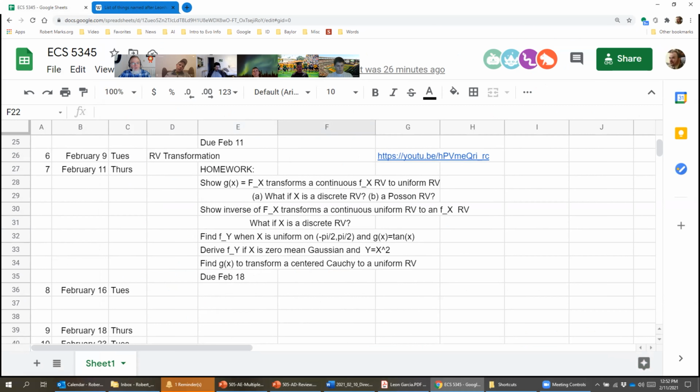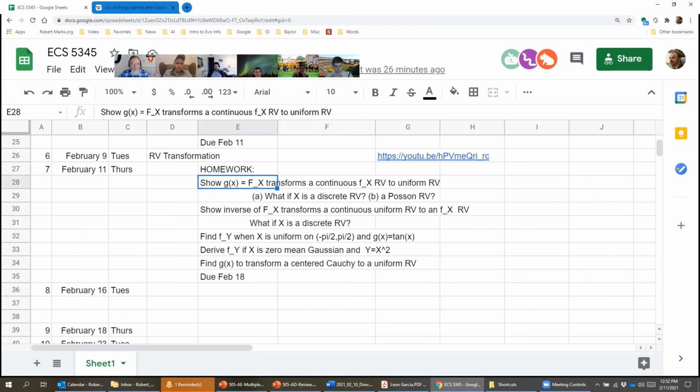So I would like you to show, one of the things we purported was that if we had g of x, that was the nonlinearity that we had in the transformation. If we had a g to the x, and that was equal to the distribution, it would transform a continuous random variable to a uniform random variable, is what we said.